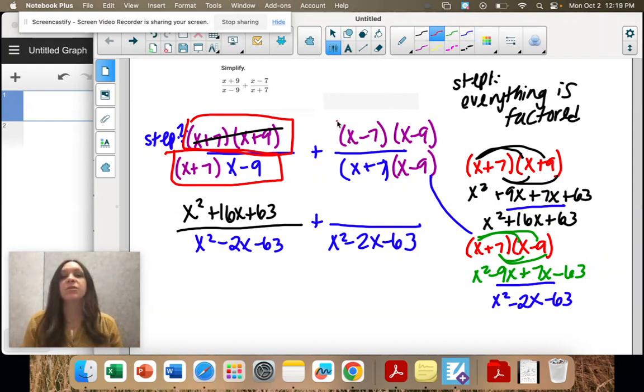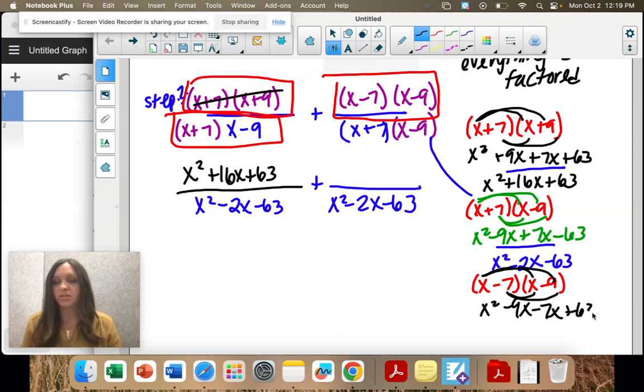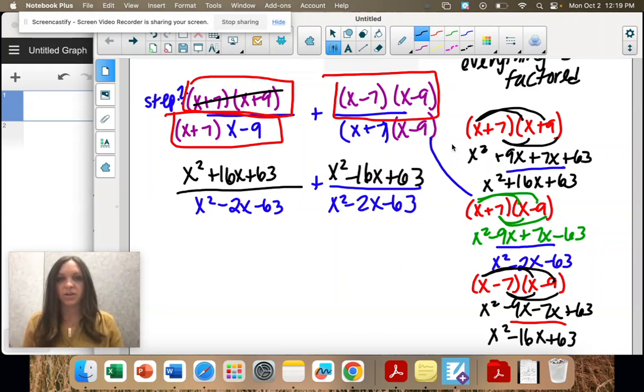And now let's do our one last one right here. X minus 7, x minus 9. So x times x is x squared, x times negative 9, negative 7x, and then negative 7 times negative 9 is positive 63, and the middle two combine to negative 16x. So now I have x squared minus 16x plus 63.